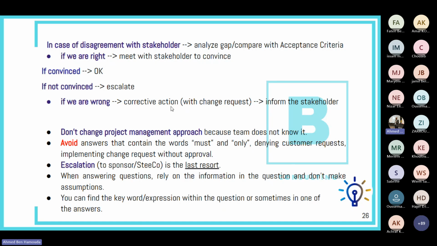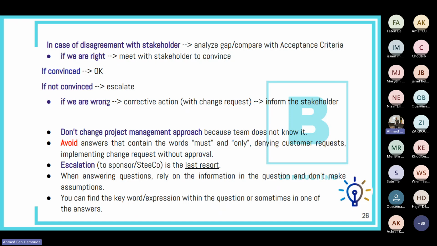But if we are wrong, then here we need to admit to the stakeholder that we're wrong. We will take corrective action. This corrective action might need raising a change request. And then we need to inform the stakeholder that we've taken the corrective action. So these bullet points will help you answer a lot of questions in the exam, because a lot of questions are about disagreements about deliverables with the stakeholders. Really, I mean, maybe 10, 15, 20 questions, I don't know, but really a lot of questions are around this subject.